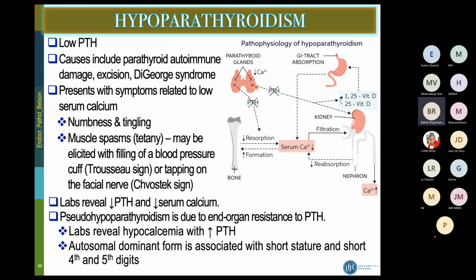And if parathormone is produced, but the organs which should respond to that hormone are not responsive, such as the kidney, so the reabsorption doesn't take place at the kidney level, or absorption in the intestine doesn't take place, or the resorption from the bone doesn't take place, then this will be pseudo-hypoparathyroidism.